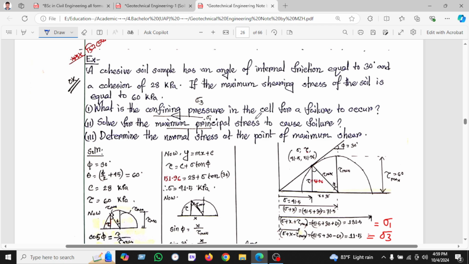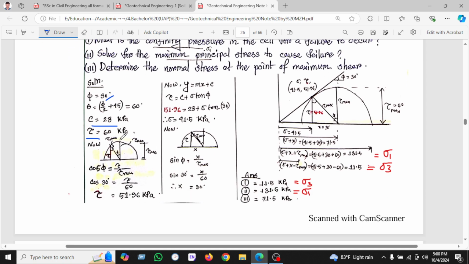Now we can see another example. The cohesive soil example has an angle of internal friction φ given as 30, and a cohesion of 28 kPa, which means c is given here, and the maximum shear strength of the soil equal to 60. So τ is also given here. What is the confining pressure, which is σ3, for which failure occurs? Solve for the maximum principal stress that causes failure, and determine the normal stress at the point of maximum shear. So we have found this formula, and we can see this is our maximum τ that is given.